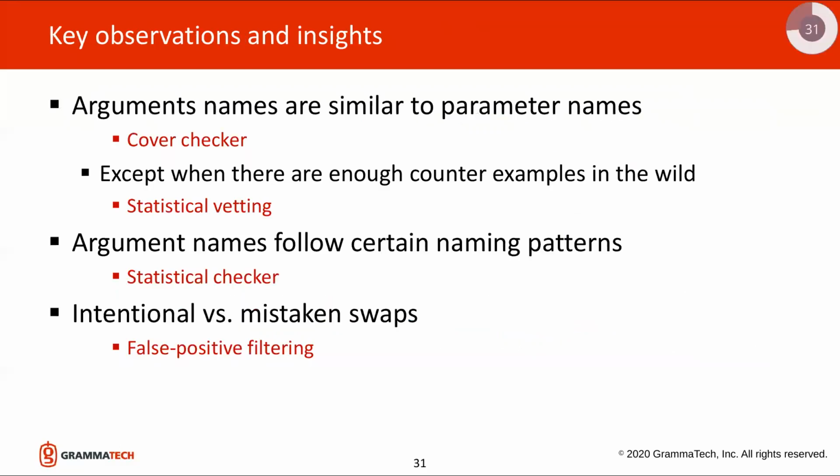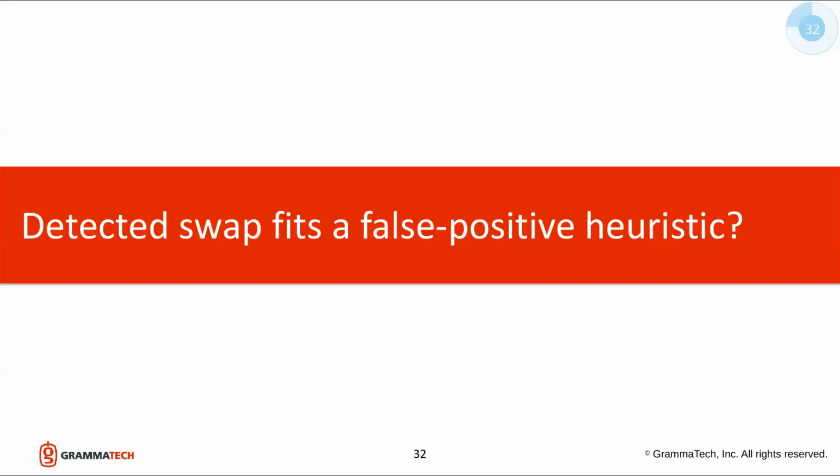After looking at lots of detected swaps in real-world code, another observation we had is that a lot of the swaps are intentional. And in general, it can be quite difficult to precisely say whether a swap is intentional or mistaken. However, driven by triage of real-world scenarios, we developed several heuristics to filter out false positives. In this stage, we ask the question, does the detected swap fit any of our false positive heuristics, which take the surrounding context of the call site into consideration?